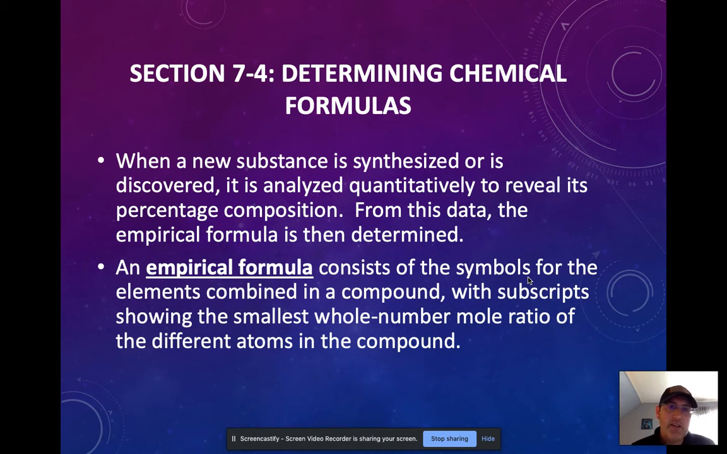So you can see there it says when a new substance is synthesized or discovered, it's analyzed quantitatively. Remember, that's with numeric data to reveal its percent composition. From this data, the empirical formula can be determined. So this empirical formula has the symbols for the elements with subscripts showing the smallest whole number ratio. So you're just going to be writing a compound. And you can also be naming these as well. You can name them perhaps kind of looking back on what we did in section 7.1.